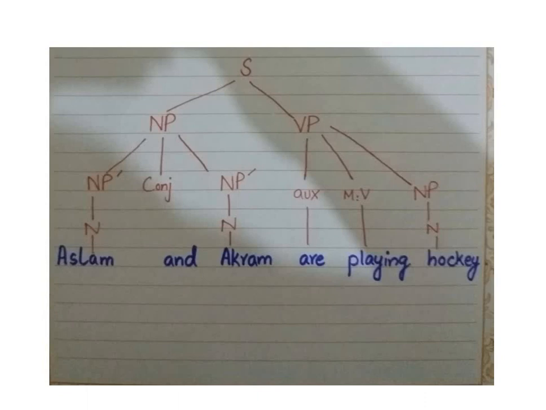So when in these types of sentences the nouns in the noun phrases are combined together by conjunction, we handle them by placing the noun phrase bar. There can be any names, like Aisha and Ahmad, like Hassan and Ali, the football and car. So you have to handle these types of sentences in this way.